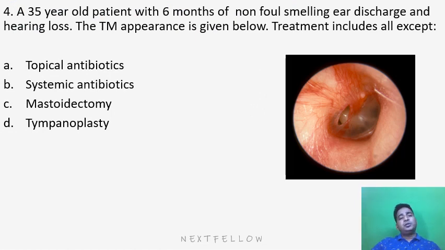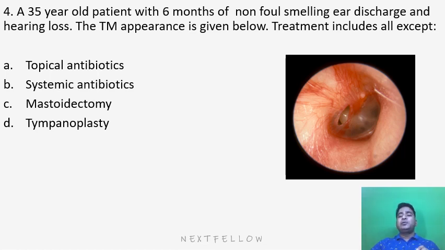Now again, the last question. A 35-year-old patient with 6 months of non-foul smelling ear discharge and hearing loss. Foul smelling discharge happens in the unsafe variety, whereas non-foul smelling ear discharge occurs in the safe type of CSOM. So a 35-year patient with a history of 6 months of ear discharge, which is non-foul smelling, and hearing loss is there. Tympanic membrane diagram is shown below.